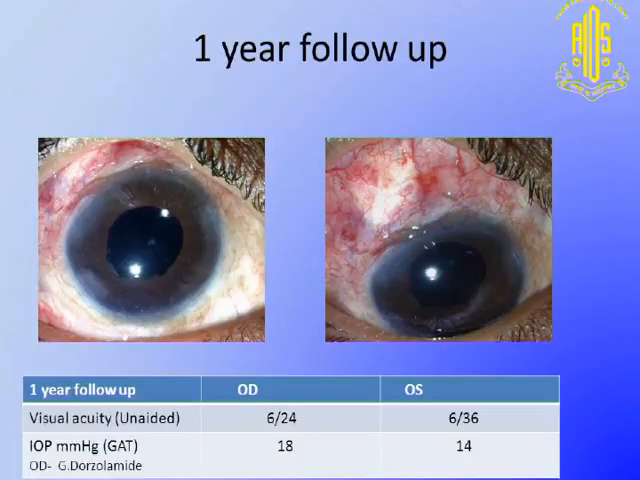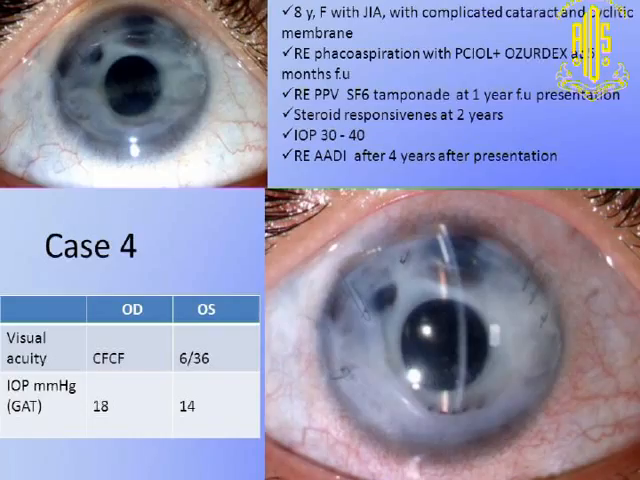In this patient we did a primary tube and cataract surgery at the same time, so that gives a quick visual rehabilitation as well as some IOP control. This is another case.